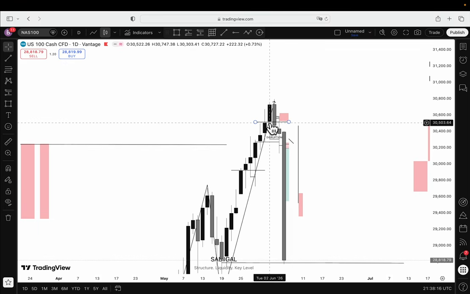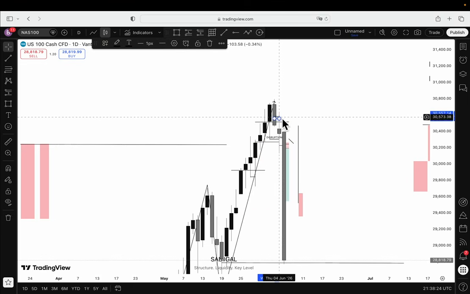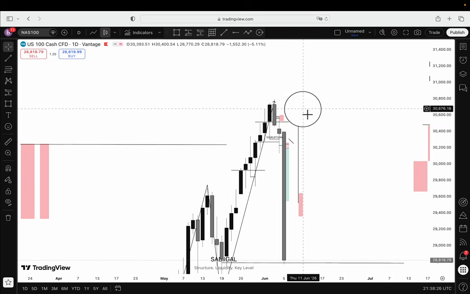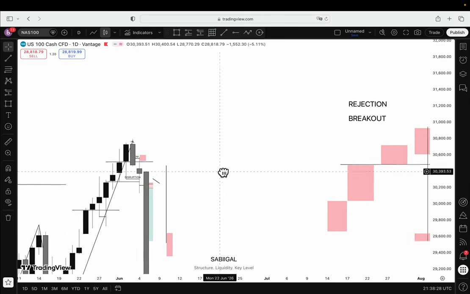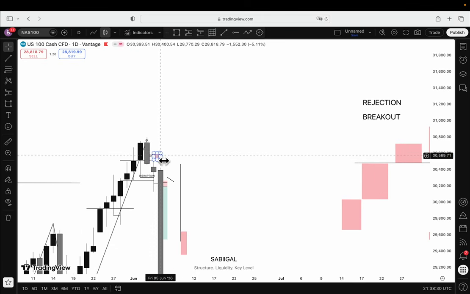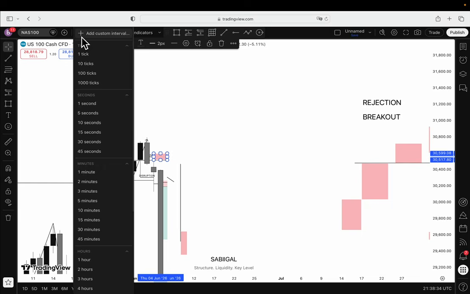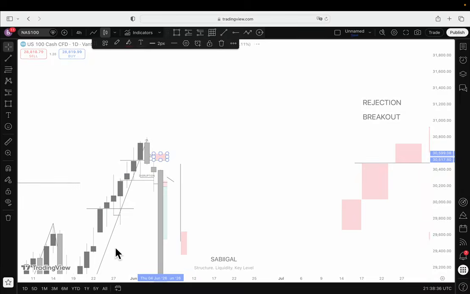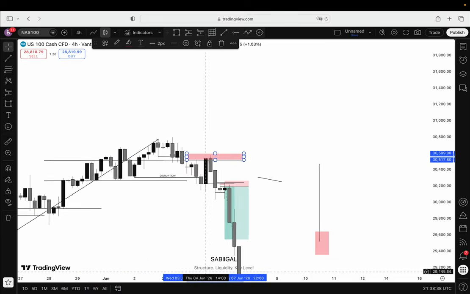How do you mark your POI or the rejection wick? You just put something there, so that if you go to the lower time frame, you just know where your breakout will be coming from. Because if you just draw your line like this, you might get confused. So you put a markup there, so that when you go to the lower time frame, you just look at where that markup is.